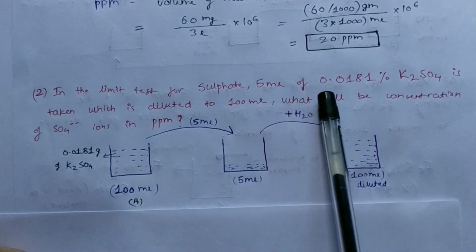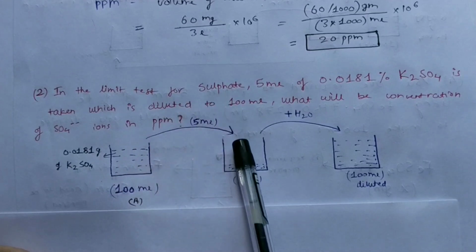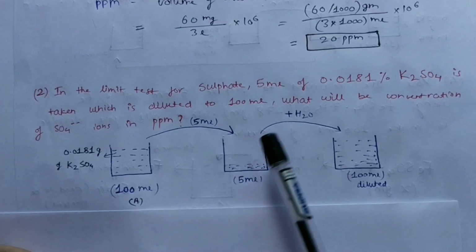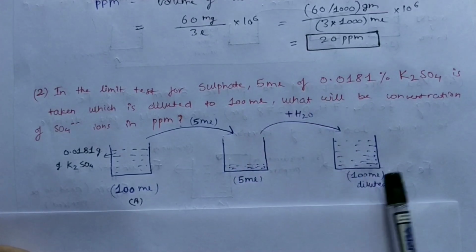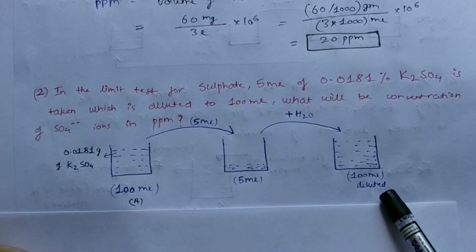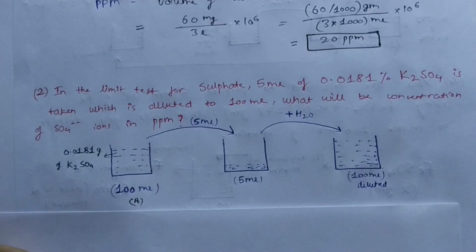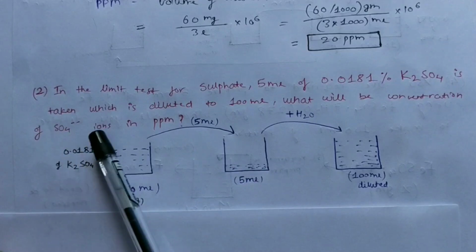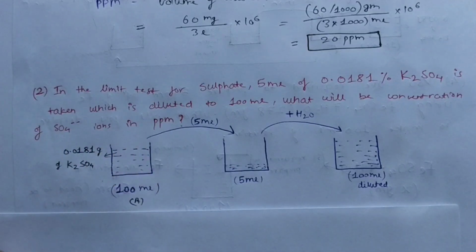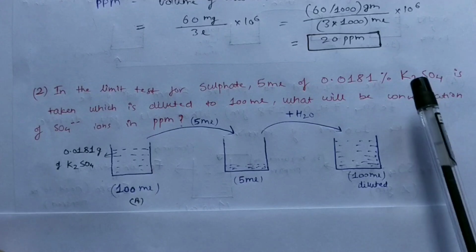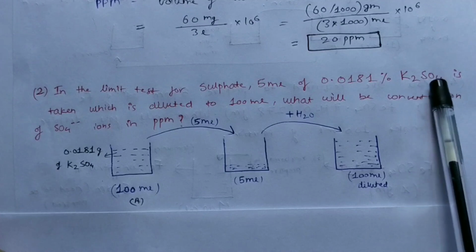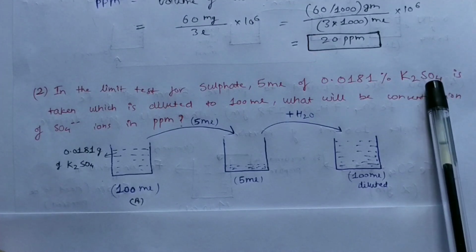Now 5 ml of this solution is taken in another beaker, and that 5 ml solution is further diluted with the help of water to 100 ml, like making up the volume. The main focus you should have is: what will be the concentration of sulfate ion in parts per million. It is not asking the concentration of potassium sulfate in parts per million. It is just asking the sulfate ion concentration in parts per million, not the whole compound.